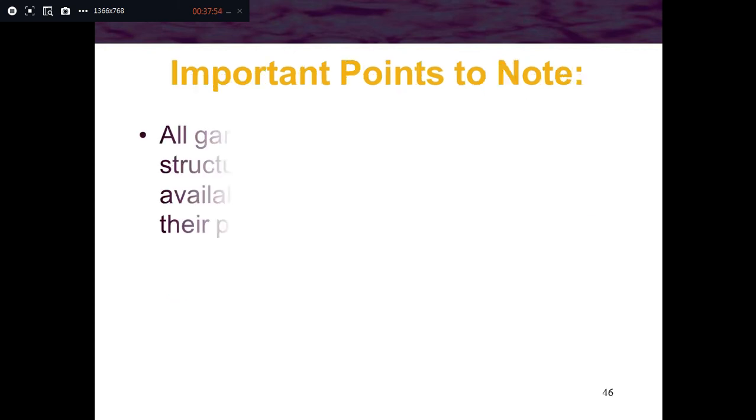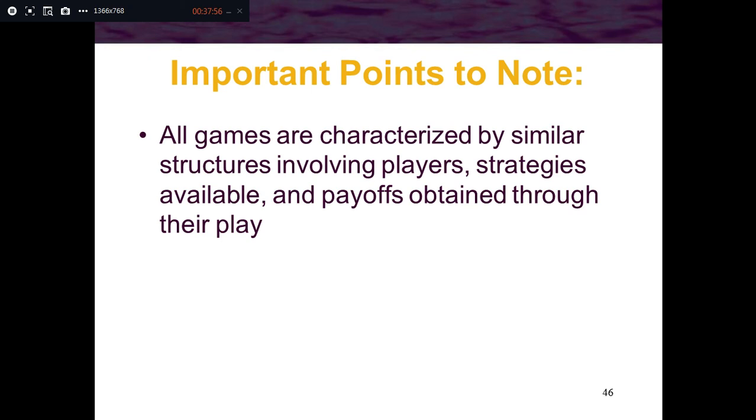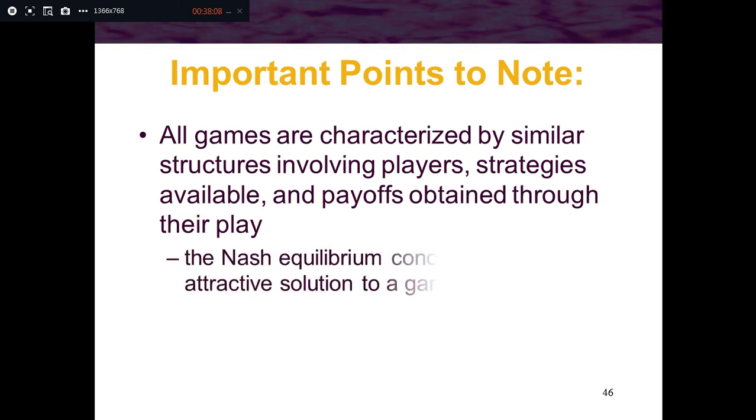Important points to note: all games are characterized by similar structures involving players, strategies available, and payoffs obtained through their play. The Nash equilibrium concept provides an attractive solution to a game. Each player's strategy is chosen optimally given the choices made by the other players. Not all games have a unique Nash equilibrium.